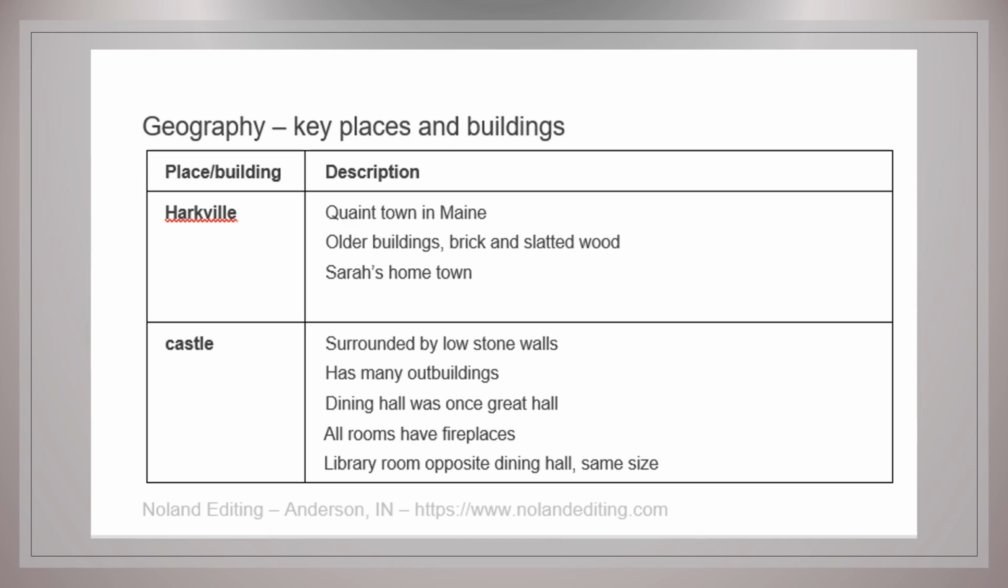So in my example, I have Harkville, which is where Sarah has grown up. It's a quaint town in Maine. The older buildings are brick and slatted wood. Then she moves on to a castle, which is surrounded by low stone walls. The dining hall was once a great hall. All rooms have fireplaces, and the library is opposite the dining hall, and it's approximately the same size. The dining hall being opposite the library is important because if a character leaves one to go to the other and takes a right or takes a left, then it's inconsistent.